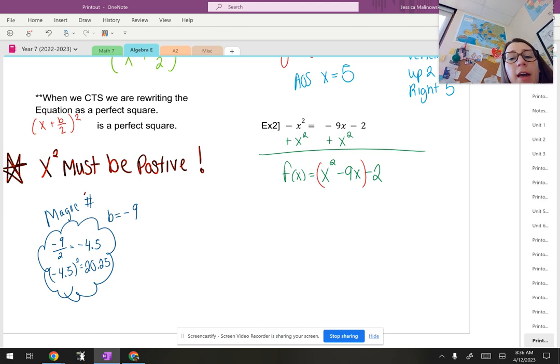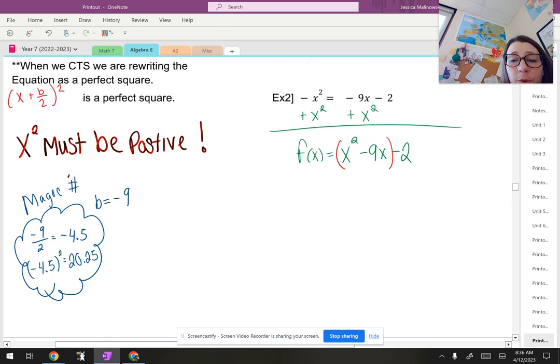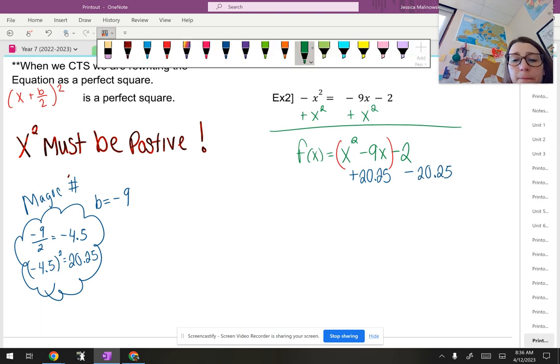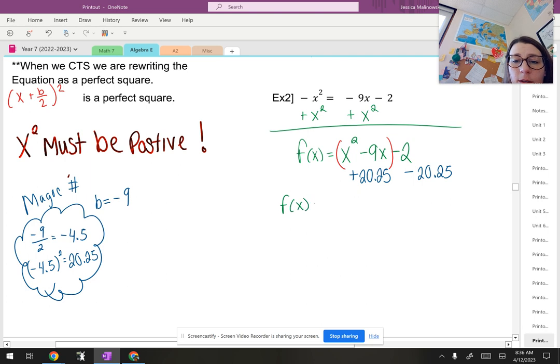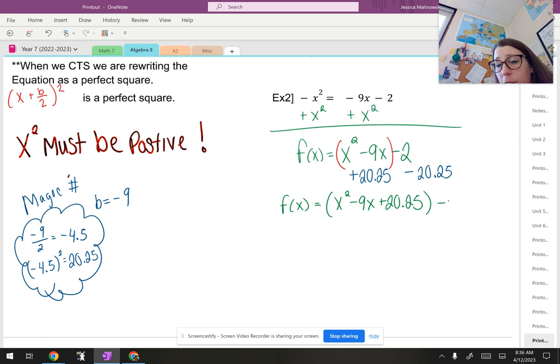So I'm going to take that magic number and I'm going to add it to the inside of my parentheses. And to keep the equation balanced, I'm going to subtract it from the outside. Now I have f of x, and inside of my parentheses, I've got my trinomial. And the outside piece turns into a negative 22.25.